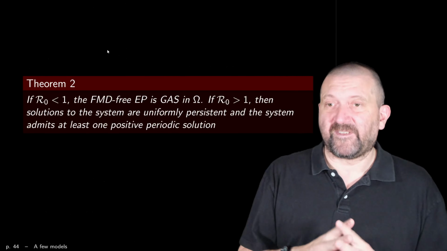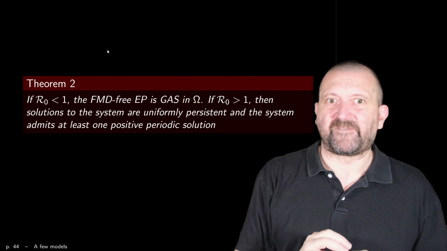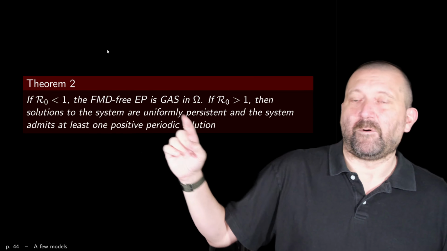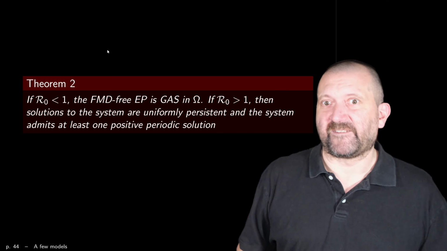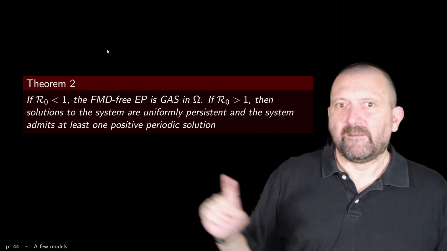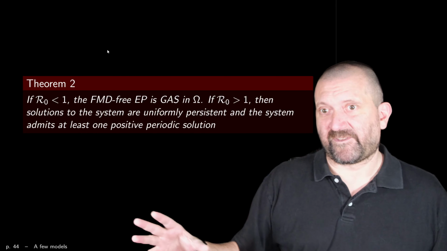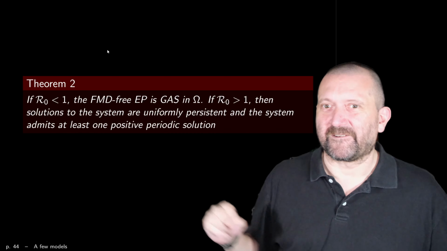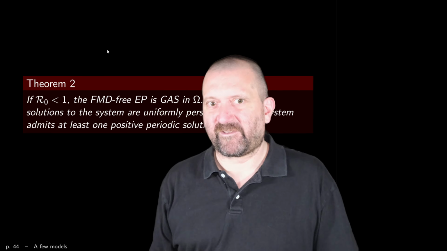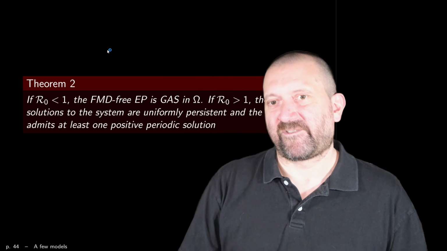And given this R0 that they find, they can show that if R0 is less than 1, then the foot and mouth disease free equilibrium is globally stable, again, in that set omega. But when R0 is greater than 1, first of all, the solutions are uniformly persistent, so they never go away, essentially. And the system admits at least one positive periodic solution, which, if you think about the model, makes complete sense.